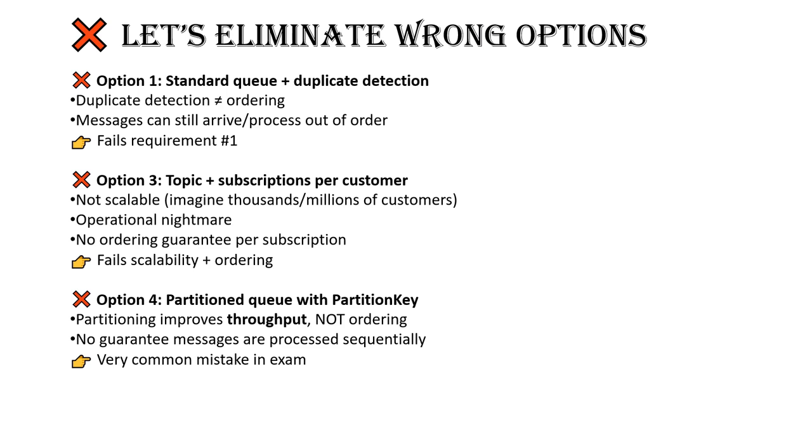Option 3, topic plus subscription per customer. It is not scalable. Imagine thousands, millions of customers. In this case, it is not scalable if you go with a topic plus subscription per customer. It could become an operational nightmare, and it doesn't guarantee ordering per subscription either. So it fails scalability plus ordering.